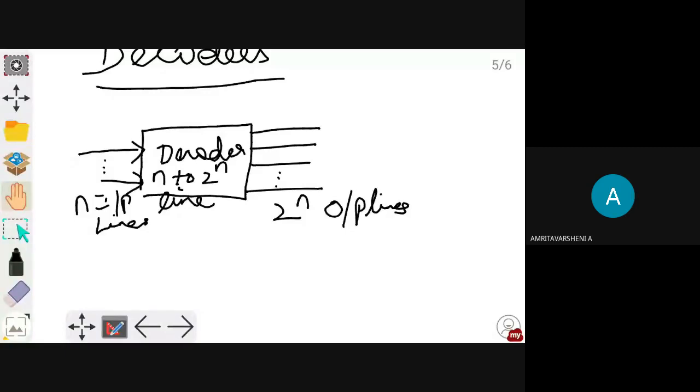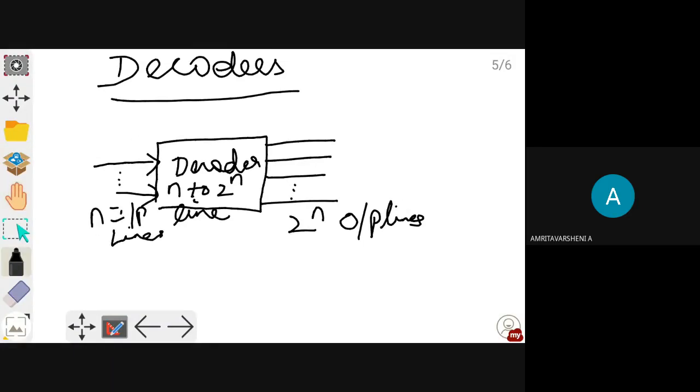So if some of the n input lines' combinations are not used, then in the output you will get slightly fewer than 2 power n. So you will get less than or equal to 2 power n lines. So that is known as the decoder.